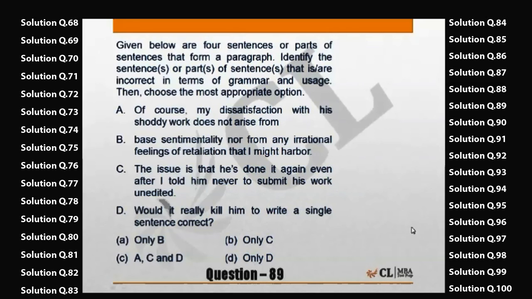If you were to pay attention to sentence D, that is the only incorrect one, I'm sorry. It says, would it really kill him to write a single sentence correct? It might sound grammatically appropriate, but is not, since there is a verb in this statement, write, and you're using an adjective for it. The word correct should be in adverb form and thus become correctly. That is why we choose option D, which is the only incorrect option here. I hope you understand this question. Let us then move on. All the other statements in the question were absolutely grammatically correct.